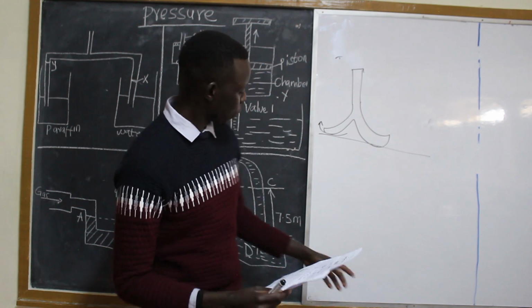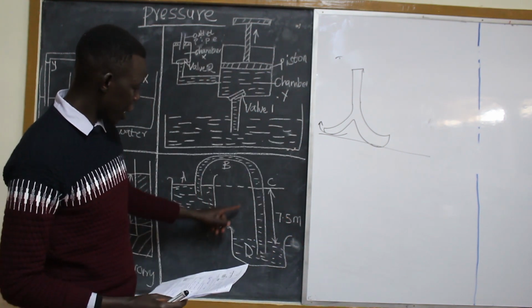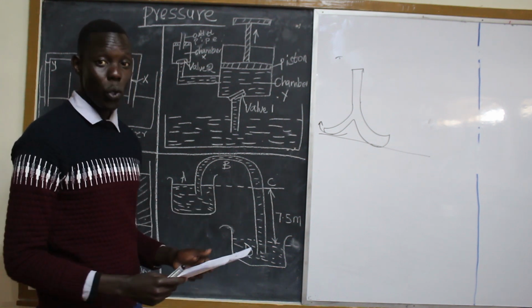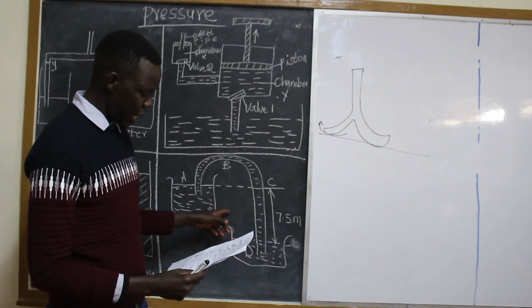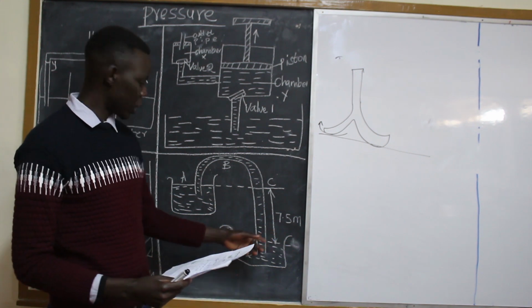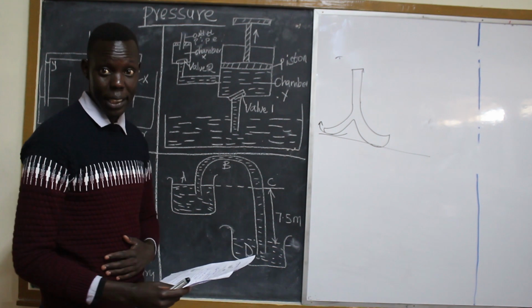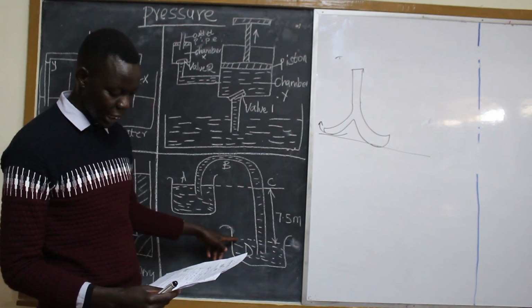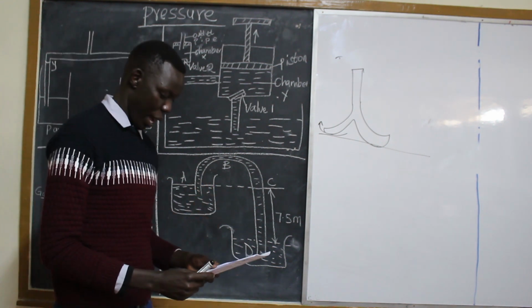Pressure difference between point A and B is because of this particular height. Rho g h of this point, and in this case we have 7.5 times 10 times 1,000. What's 1,000? The density of the liquid, which is water. So rho g h, you will get 75,000 pascals, Newton per meter square.